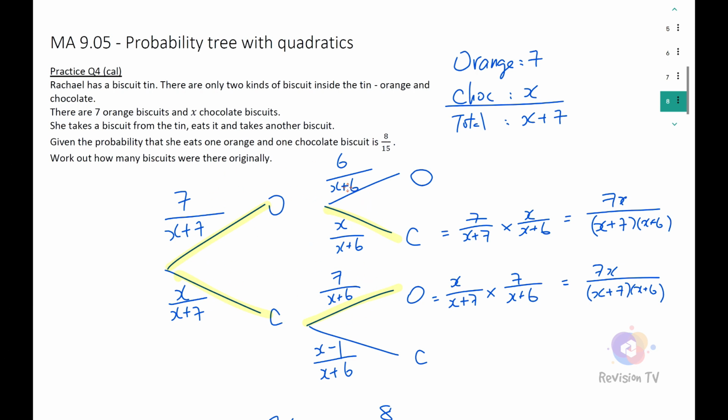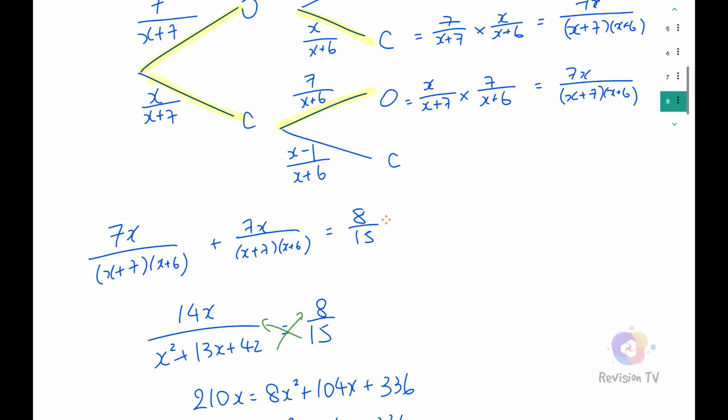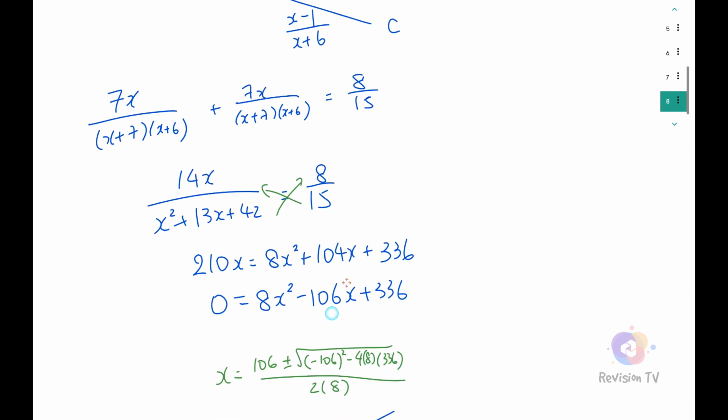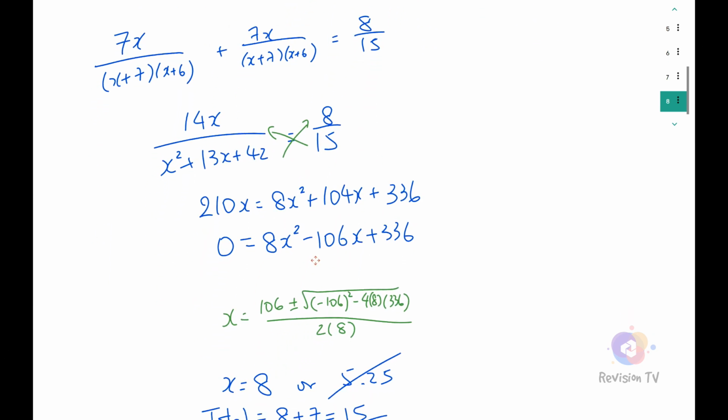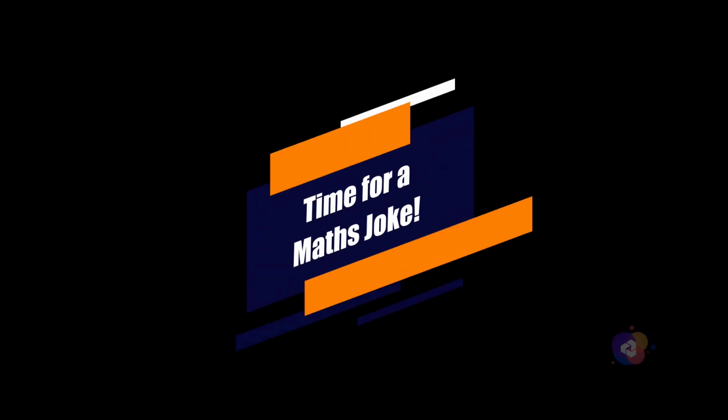Check your answer, see if you got it right. Check the tree diagram. If you did it correctly, you should get 2 fractions, which are both 7x over x plus 7 times x plus 6. Add them up, equals 8 over 15. Cross multiply. Use the quadratic formula. You solve x equals 8. And don't forget to read the question. They want you to find the total number of biscuits in the tin, which we know is a lie. There wouldn't be 15, but there are 15 apparently. It is what it is.